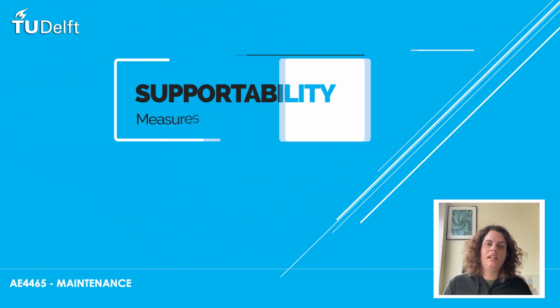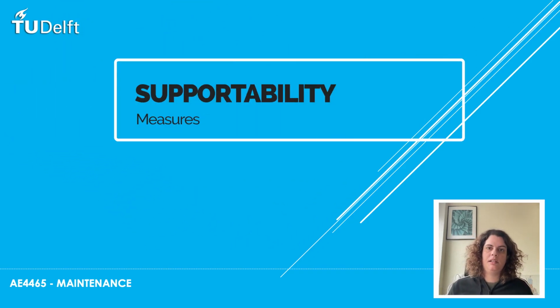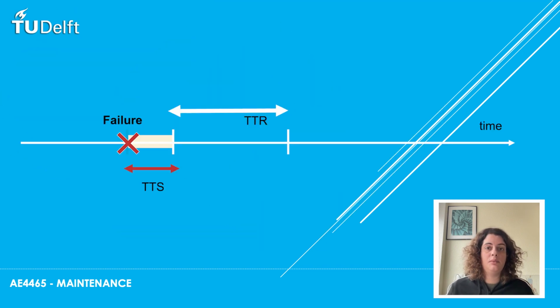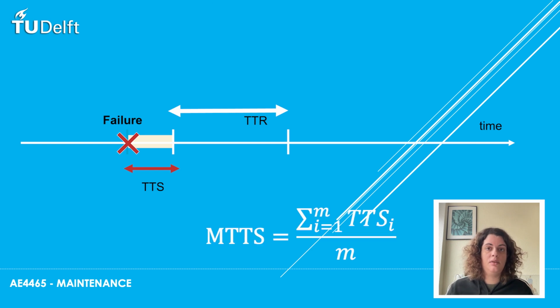Another dimension that is important is the supportability, that has to do with the time that you spend preparing your repair after you know that you have to do a repair. That's the time to support, and the mean time to support is one indicator that is useful to know on average how long it takes for you to support a maintenance task. The mean time to support is the total support time over the number of failures, so quite easy to memorize.